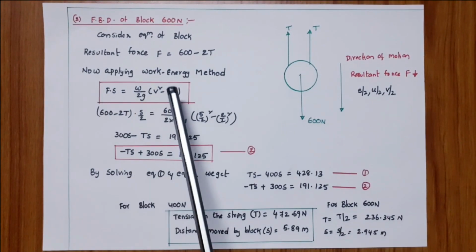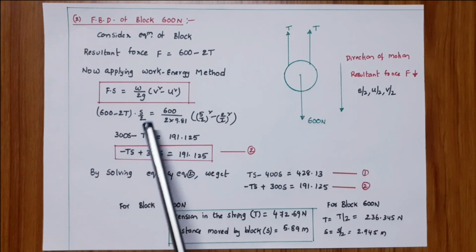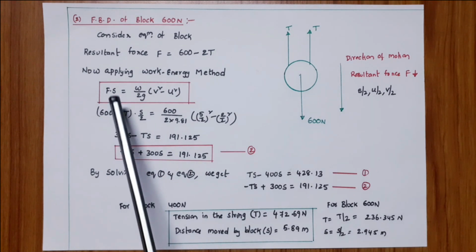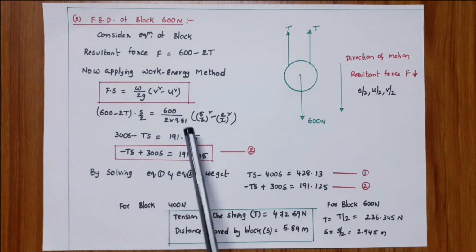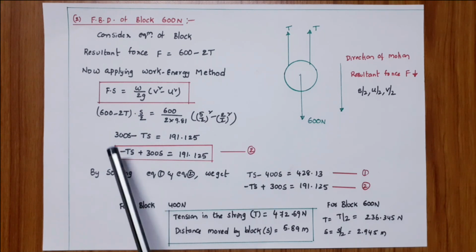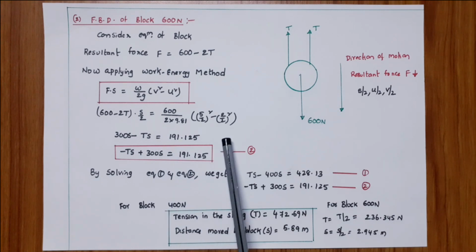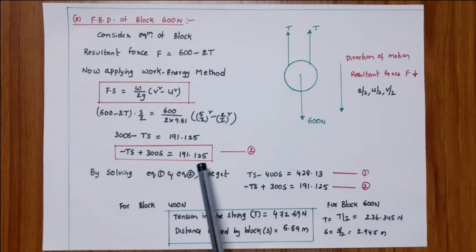Now applying the work energy method, F into S equal to W by 2g into V square minus U square. F equal to 600 minus 2T, S equal to s by 2. W is 600, g is 9.81, V is v by 2, U is u by 2. Now multiplying with s by 2, 300S minus TS equal to 191.125. So minus TS plus 300S is equal to 191.125. This is equation number 2.